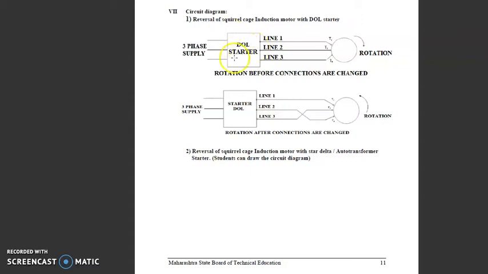So here in this block, you will have auto transformer starter, and remaining everything is the same. That means three phase supply, auto transformer starter, line 1, line 2, line 3 we are keeping as it is, and in the second case, again three phase supply, auto transformer, line 1, we are exchanging only line 2 and line 3, then we will get anti-clockwise direction.